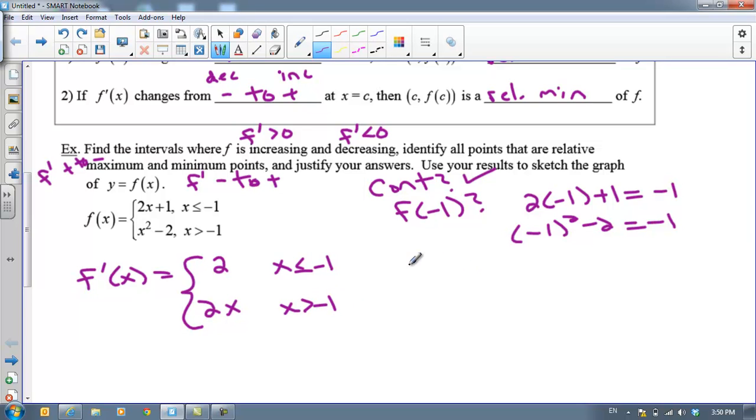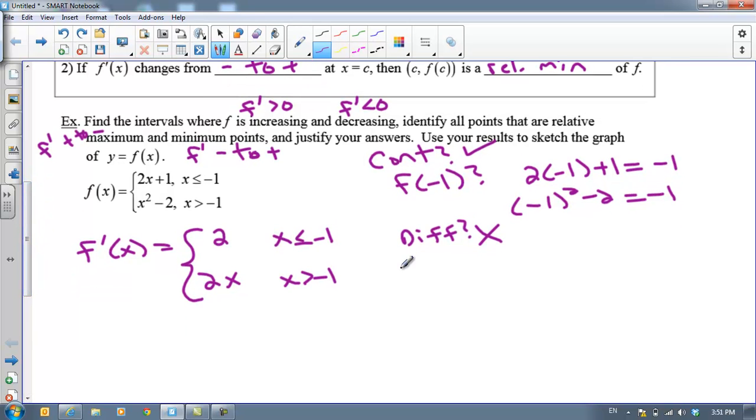Now let's check and see, is this differentiable? In other words, do the slopes match? To the left we have a slope of 2, and to the right, if you plug in -1, we have a slope of -2. That means this is not differentiable. They do connect because they're continuous, but however the slopes aren't going to match. That's going to tell me something when I try and graph this.